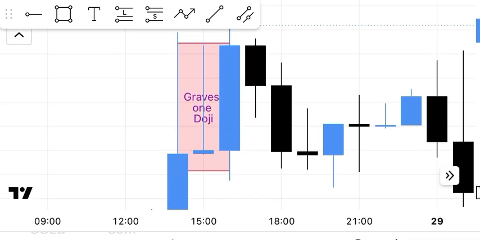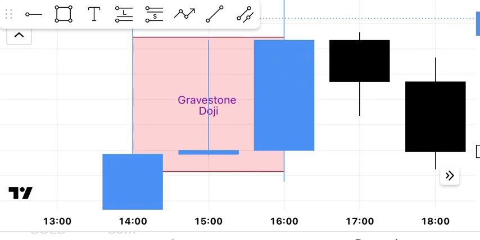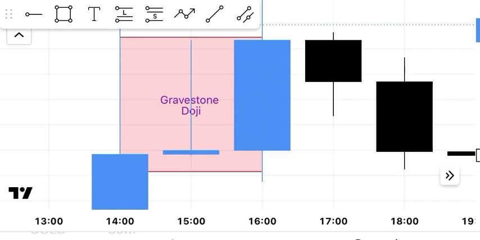So as you can see, the gravestone is a candle that has a small body at the bottom with a long wick at the top. Sometimes it might have a tiny or no wick at all at the lower part of the body. So this is how exactly a gravestone doji looks like.